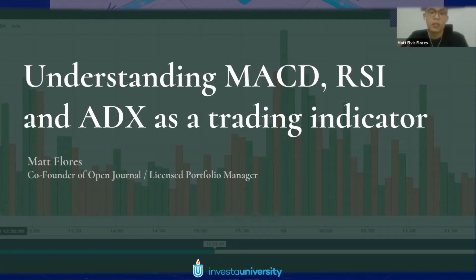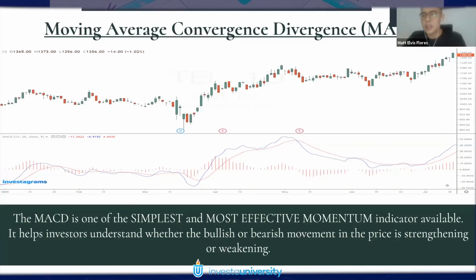Our topic is about understanding MACD, Relative Strength Index or RSI, and ADX as a trading indicator para sa mga newbies. Okay, so again, I'm Matt Flores. I'm the co-founder of Open Journal, and I'm also a licensed portfolio manager.